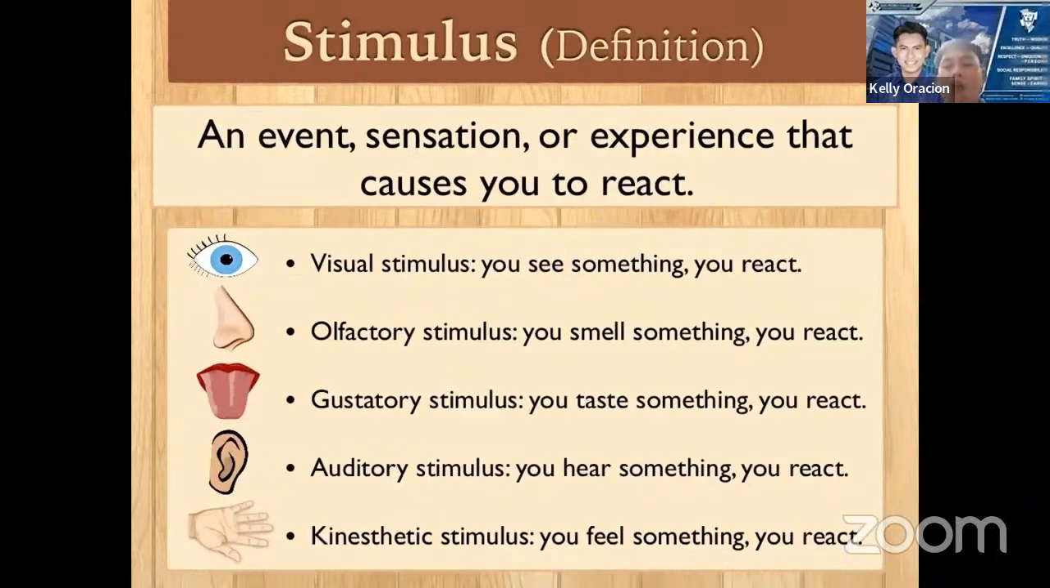Now, before we discuss our main topic about classical conditioning, let's discuss first what a stimulus is. A stimulus is an event or sensation or experience that causes you to react. Since there are 5 senses, there are also 5 stimuli. We have visual stimulus. You see something, you react. If you see someone handsome, you react. If you see someone ugly, you react. If you see bad things, you react.